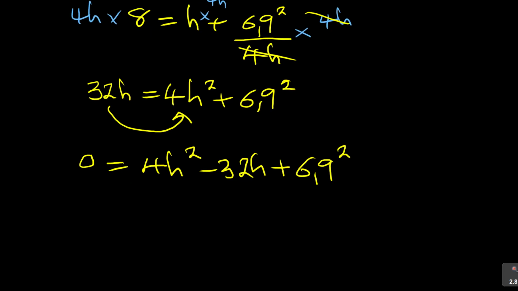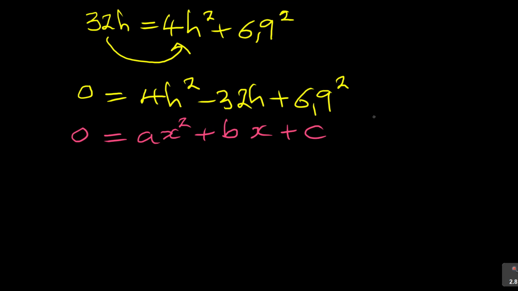We are having a quadratic equation which is similar to 0 is equal to ax squared plus bx plus c. Then from there, identify what is my a. You can see my a here is 4. You're comparing h squared x, a is 4, b is minus 32, and my c is equal to what? 6,9 squared. I'll always remember it as 6,9 squared.